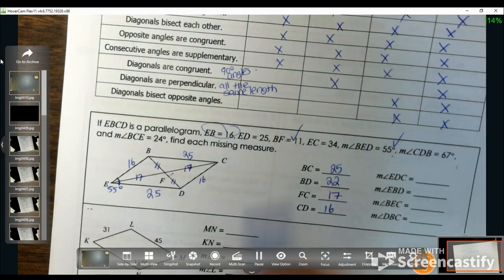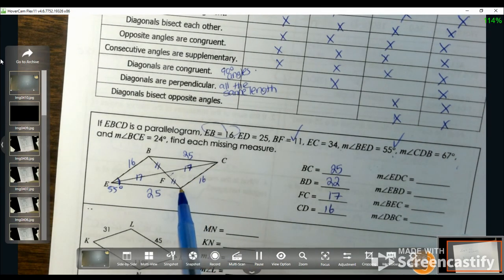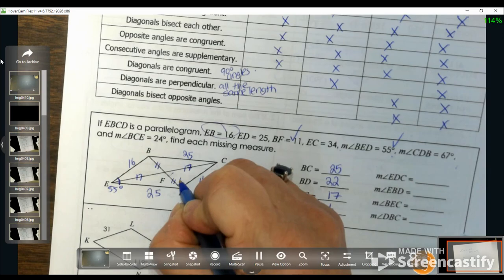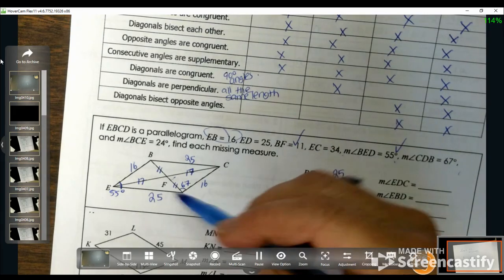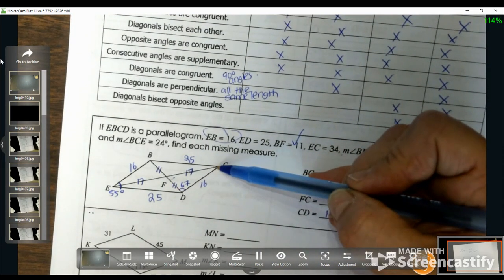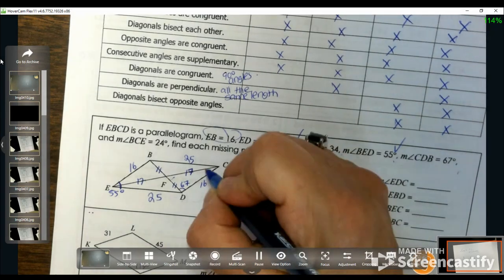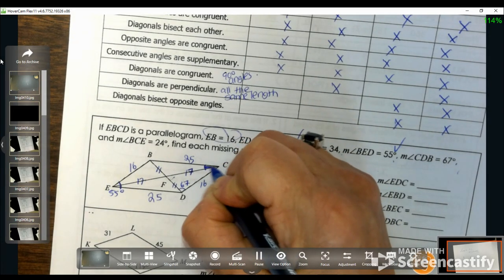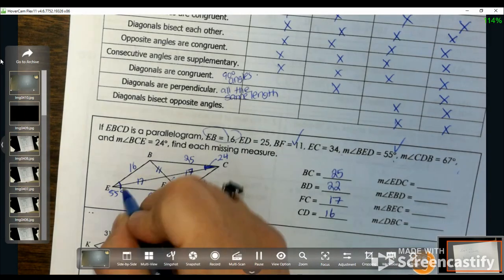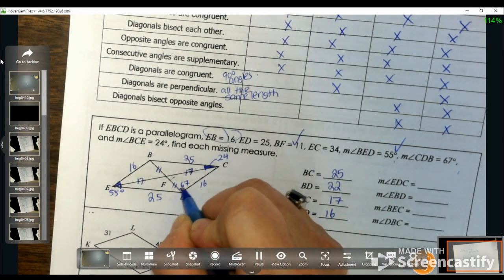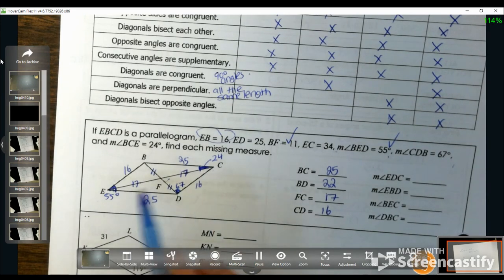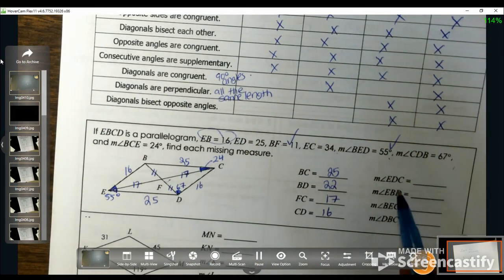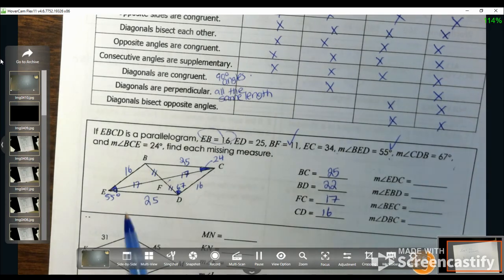CDB is 67. Okay. And BCE is 24. Okay, here we go. So we know that opposite angles are congruent. So let's start off with what we're looking for. EDC.